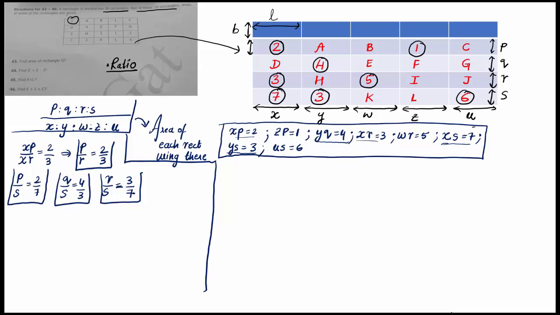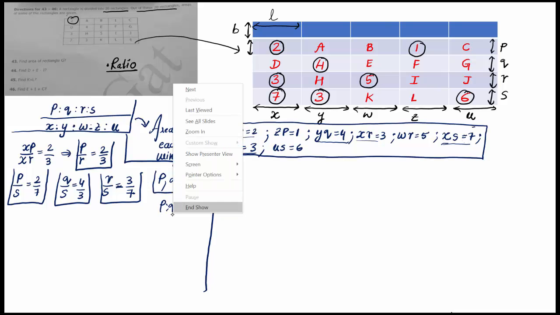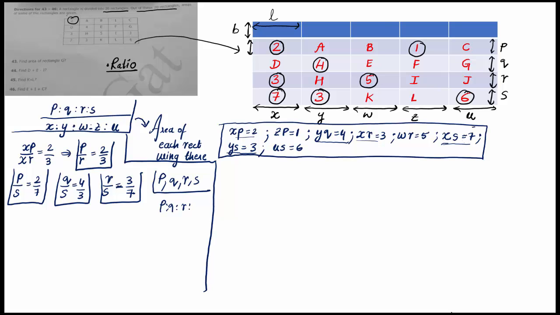So now using these ratios where we have p, q, r and s, can't we find out the ratios of p is to q is to r is to s? We can, right? So let's solve that. See, using these two ratios, we'll be getting p is to r is to s as 2 is to 3 is to 7, isn't it? Right? So this value is done and this value is done.